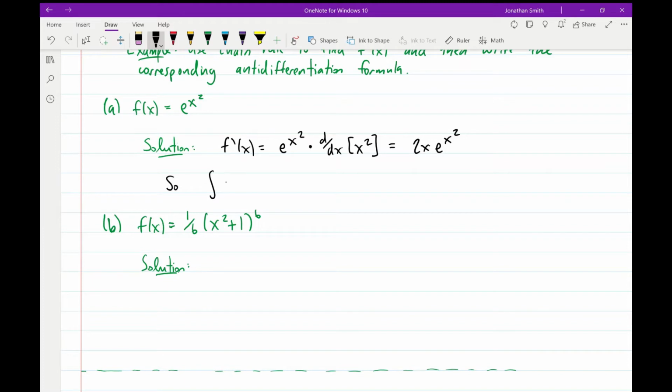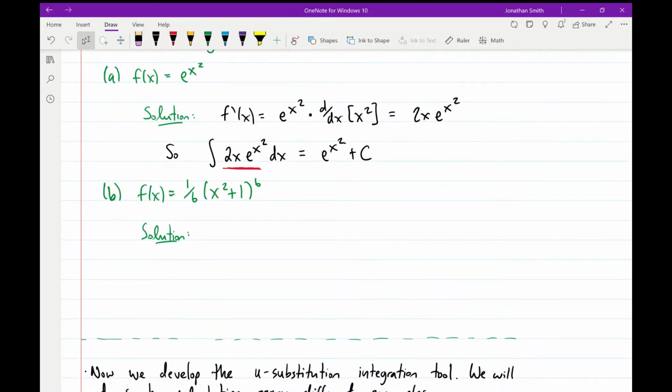If I start with the function 2x times e to the x squared dx, the antiderivative of that function will be e to the x squared plus c. So here we're starting with the derivative and going in the other direction. With the tools that we have so far, if I gave you an integration problem with this function as the integrand, you probably wouldn't be able to figure out what the antiderivative is without a lot of thought. But eventually, as we develop u-substitution, we're going to be able to do integrals like this without too much trouble.